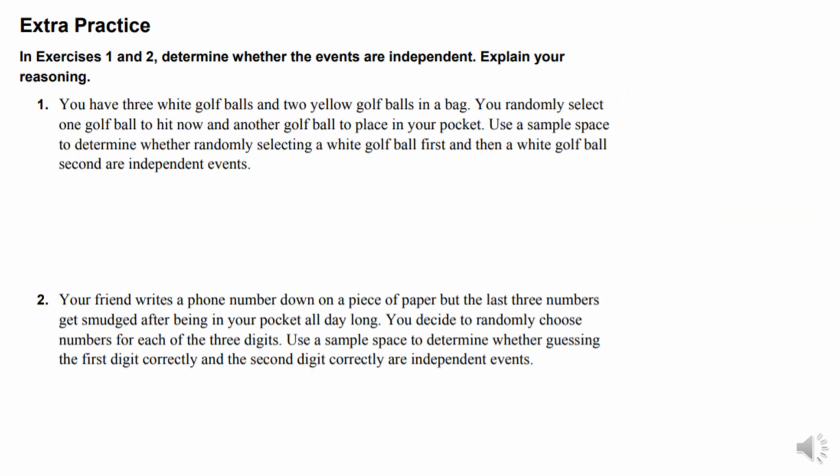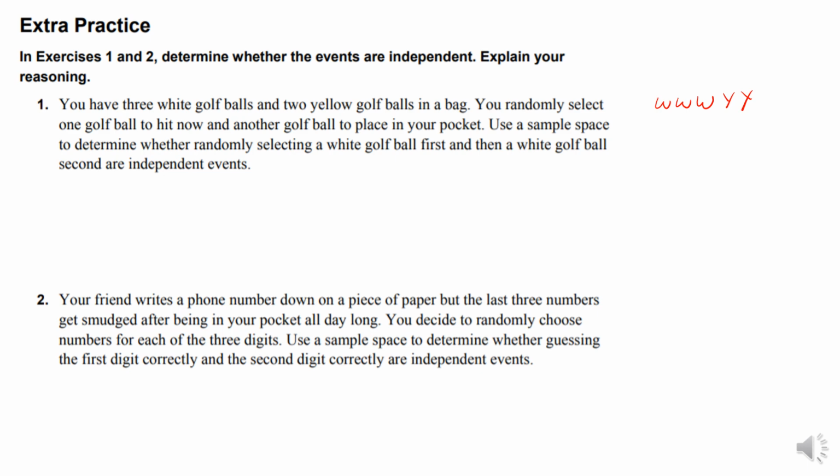Okay, so first thing we have here is we have some problems, and we have to determine whether independent or dependent. So you have 3 white balls, so white, white, white, and 2 yellow balls, yellow, yellow. And you randomly select 1 golf ball to hit now and put another one in your pocket to hit later. Use a sample space to determine whether randomly selecting a white golf ball first and then a white golf ball second are independent events.